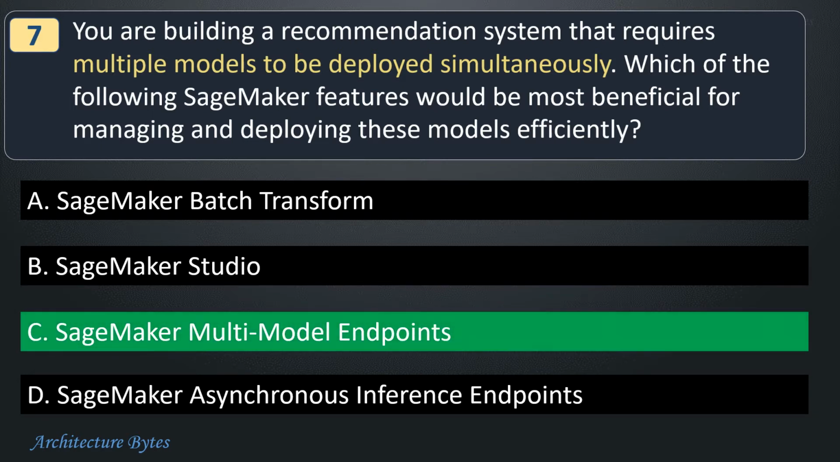Option C, SageMaker Multi-Model Endpoints, is the right answer here. This feature allows multiple models to be deployed on a single endpoint, optimizing resource utilization and simplifying management for applications like recommendation systems. Other options are not specifically aimed at managing multiple models simultaneously. Therefore, they are not correct.